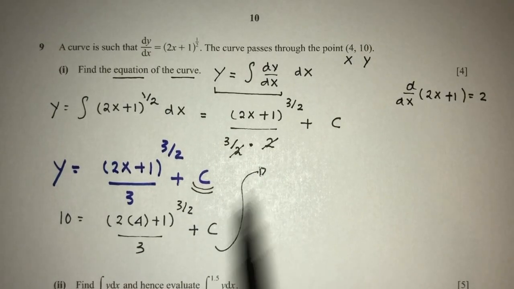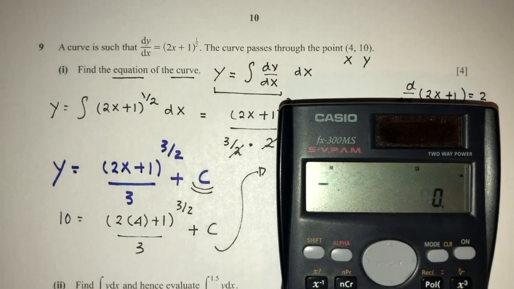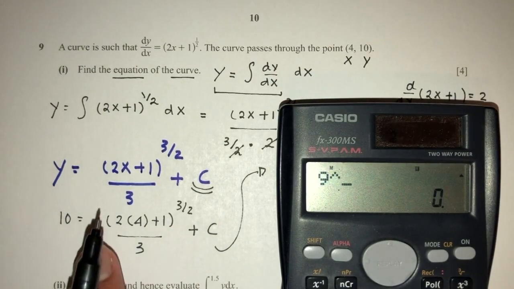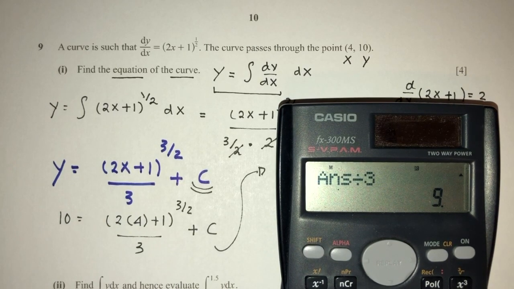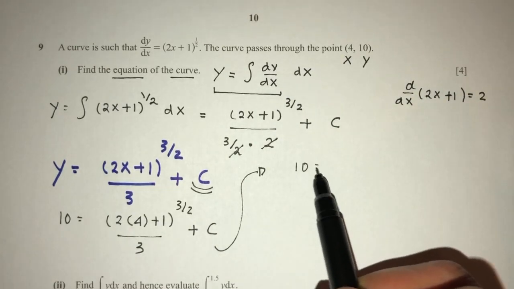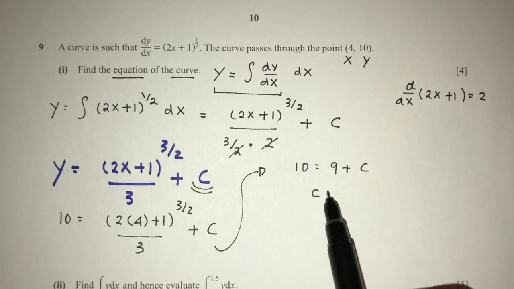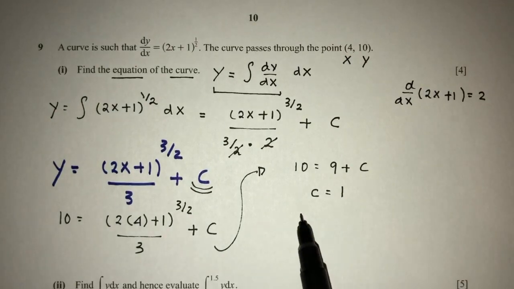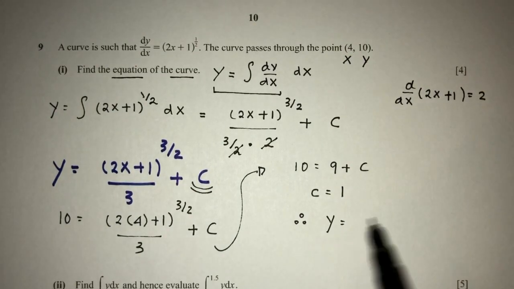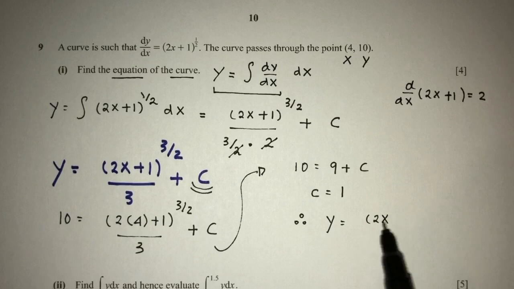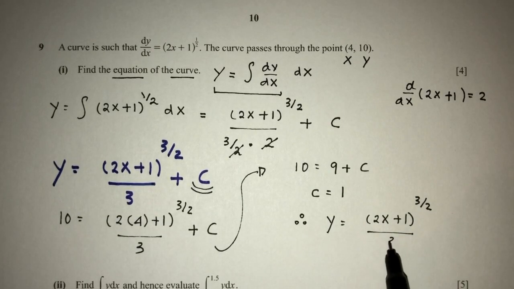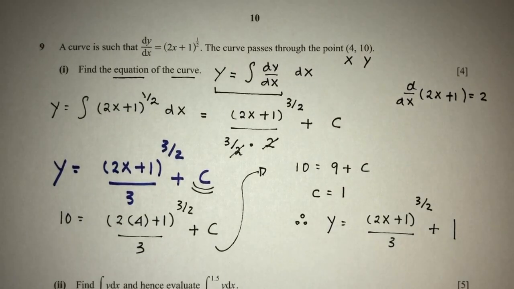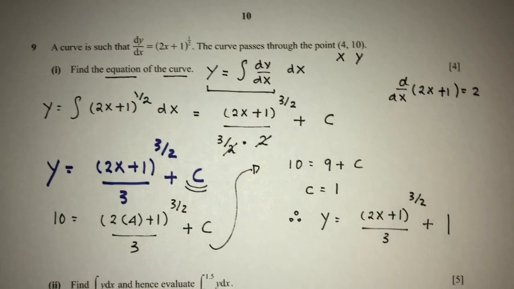So let's continue here. What is this value? That will be 9 to the power 3 over 2. So 2 times 4 is 8, plus 1 is 9, 9 to the power 3 over 2, divided by 3, that will be 9. So that will be 10 equals 9 plus c. So c will be 1. So finally, y will be (2x plus 1) to the power 3 over 2, over 3, plus 1. So this is part 1 of your question.